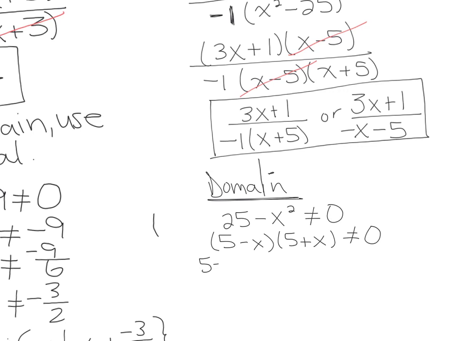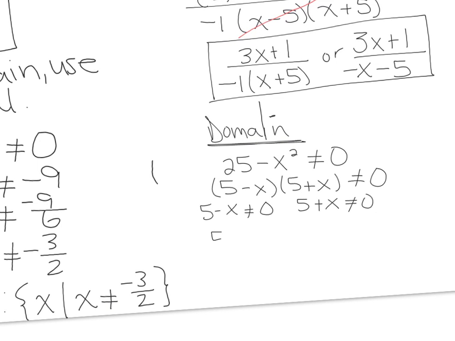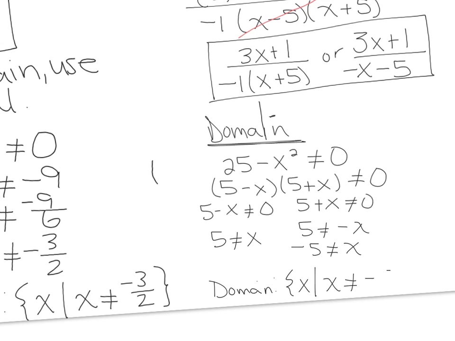I'm going to set each of my factors now equal to 0. Actually, not equal to 0. And I end up with that 5 cannot equal x, so x cannot equal 5. And then 5 cannot equal negative x, which should be that negative 5 is not equal to x. Therefore, my domain will be all real numbers x, such that x cannot equal negative 5 or 5.